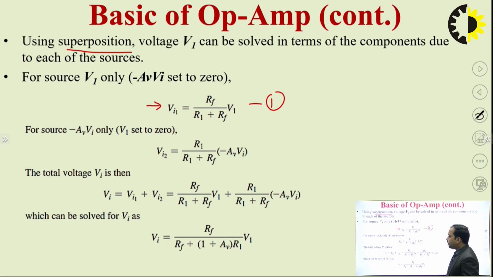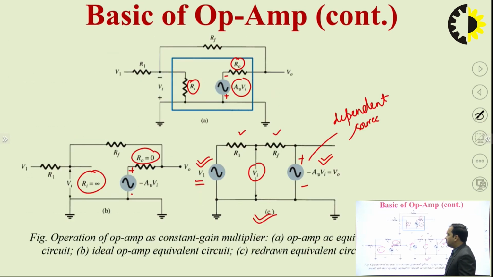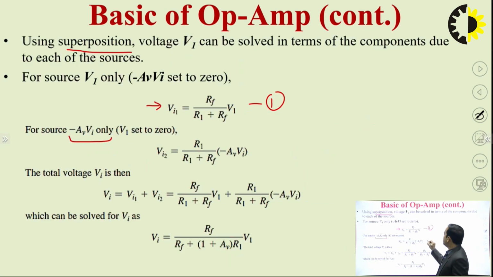Now we'll assume the other voltage source, which is minus AV times Vi, and make V1 as 0. So when this is applied, this is 0. Again we need to calculate this Vi, and it is represented by Vi2. So Vi2 will be this voltage multiplied by resistance R1 divided by R1 plus Rf. So this is equation number 2, which is Vi2 equals R1 multiplied by minus AV times Vi divided by R1 plus Rf.